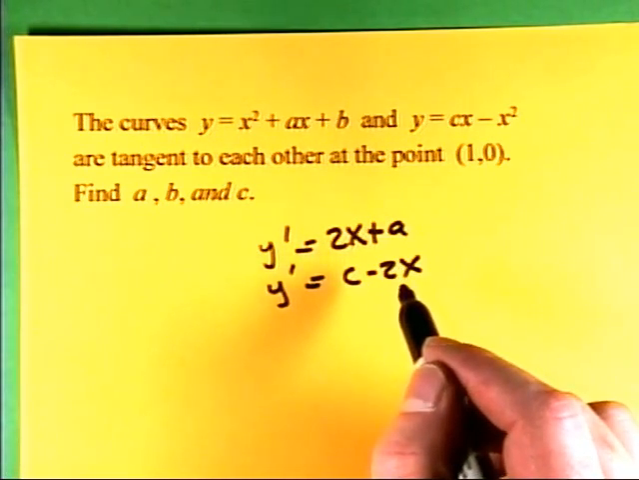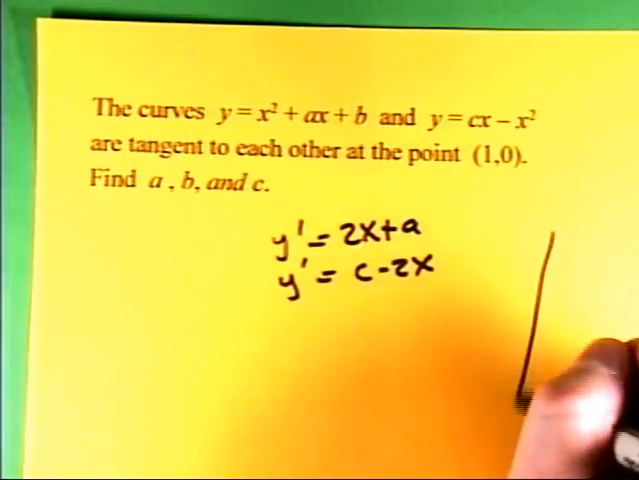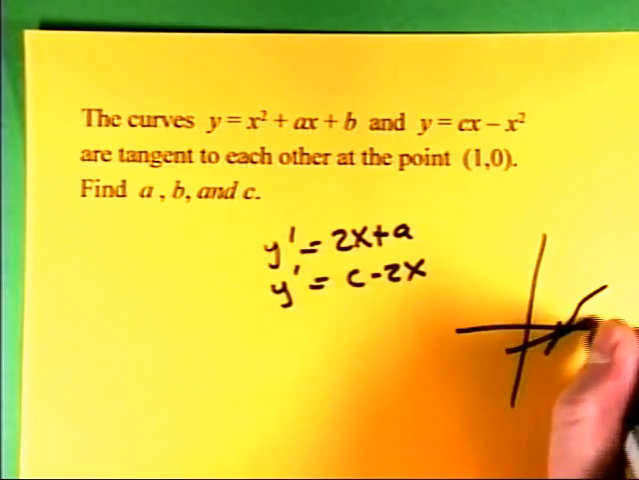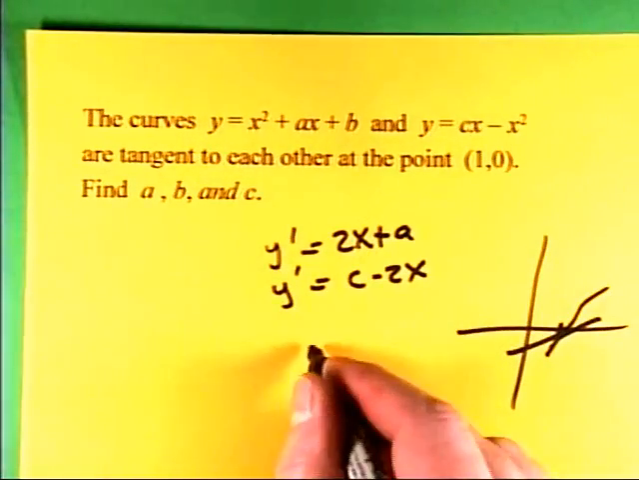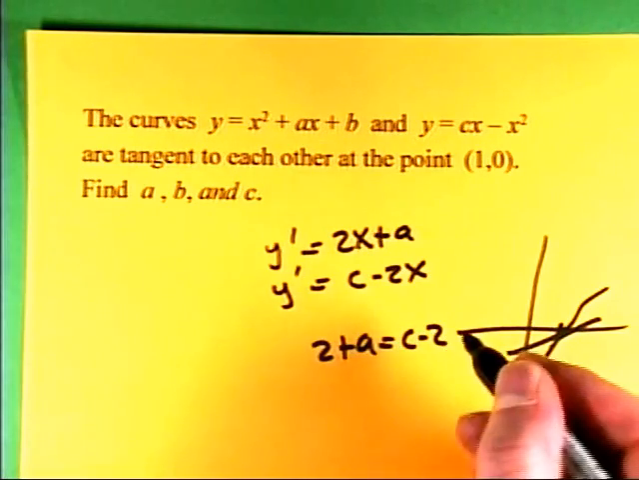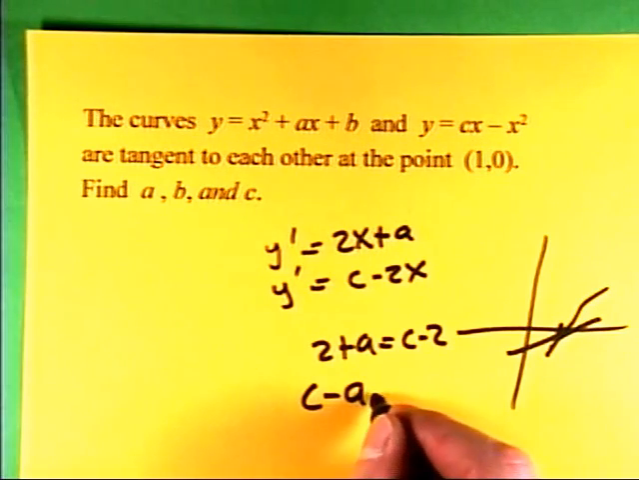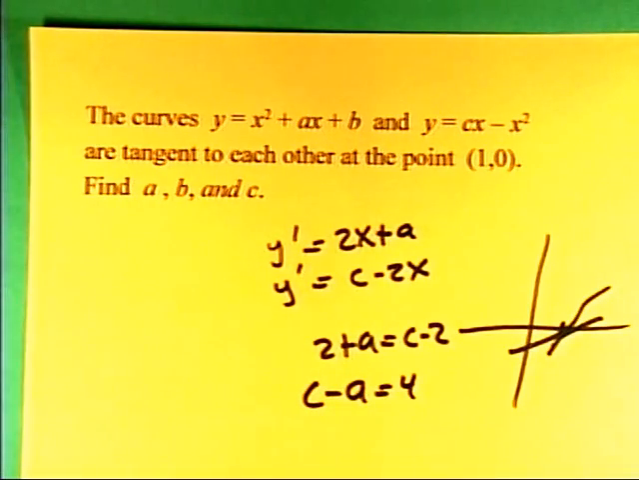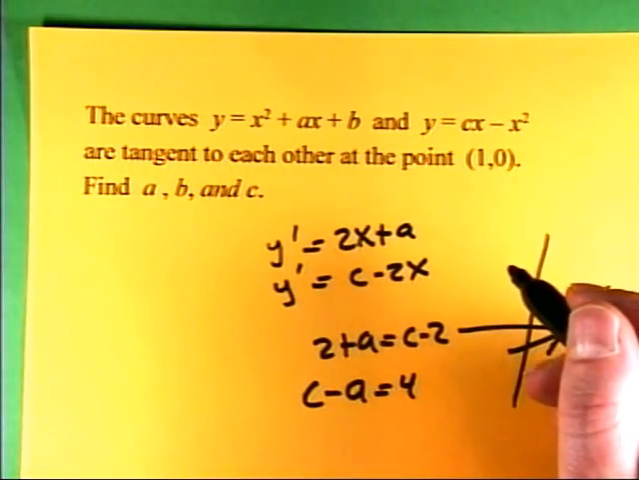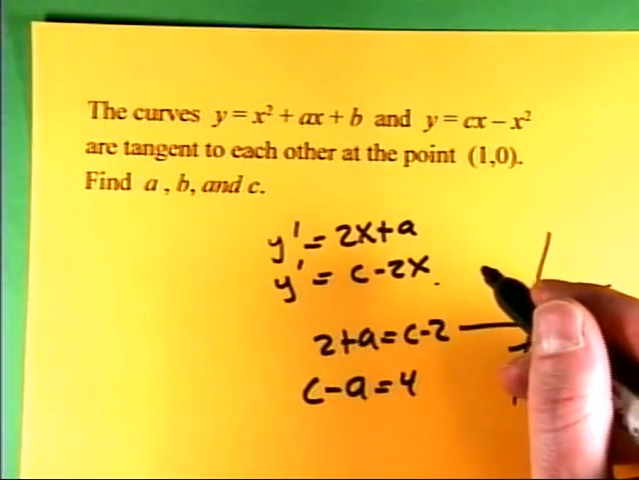We need to plug in 1 for x. Right, because we know that whatever's going on at (1, 0), wherever the curves are, the tangents are equal. X equals 1. So we got 2 plus A is equal to C minus 2. Well, it helps us out a little bit. So we got C minus A is equal to 4, something like that. And then we also know that the values of the functions are going to be equal to 0 at that point. Awesome, Austin Ross. Okay, that was really good.